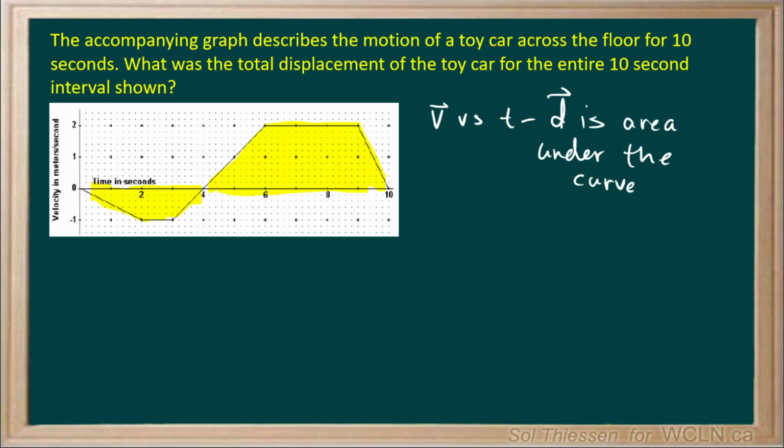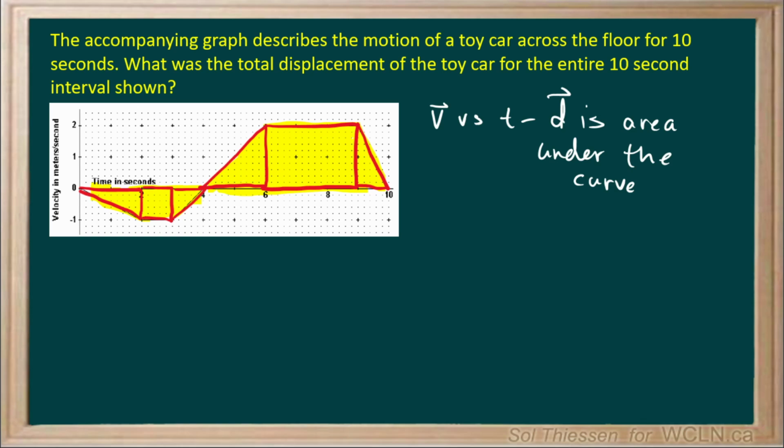Okay, so let's divide these big areas into smaller areas that are easy to calculate. So here we've got two triangles and a rectangular segment, and here we'll have this big triangular segment, a big rectangular segment, and a smaller triangular segment. So now if we find the areas of all of these segments and add them all together, we should get the total displacement for the entire 10-second interval.